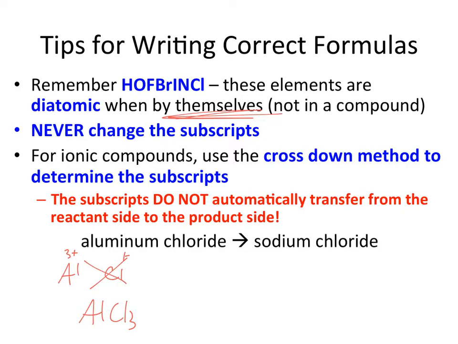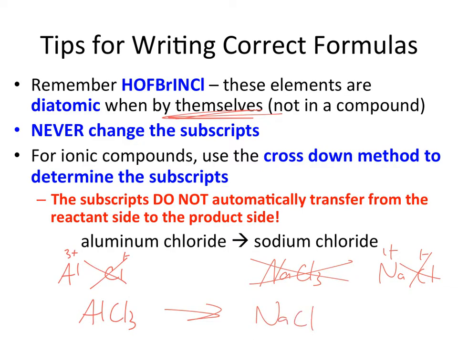Now let's say there's some other reactant here with it, and on the product side we have sodium chloride. Well, it's not going to be NaCl3. That's not the case. What we have to look at is the oxidation states of the two bonding atoms, so Na and Cl. This is 1 plus, this is 1 minus, we cross and cross, and we get NaCl. Okay? So the subscripts don't transfer from one side to the other. You have to figure them out every single time.